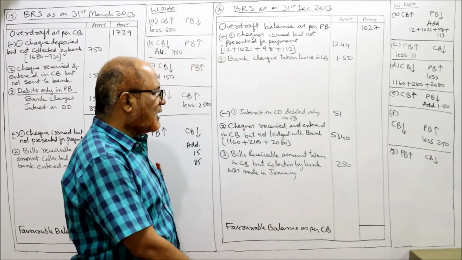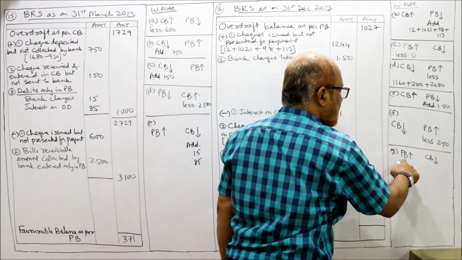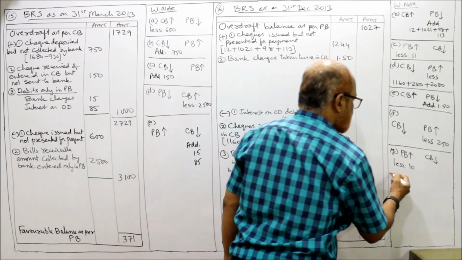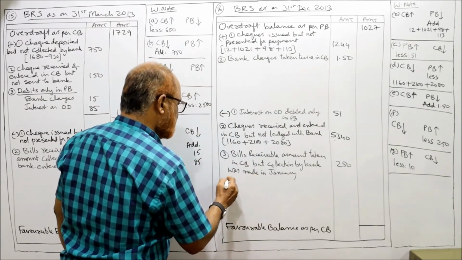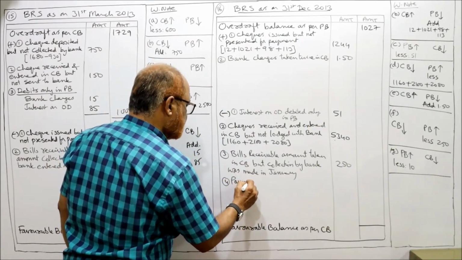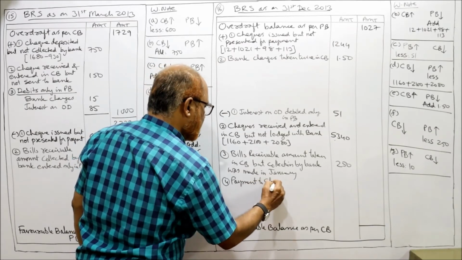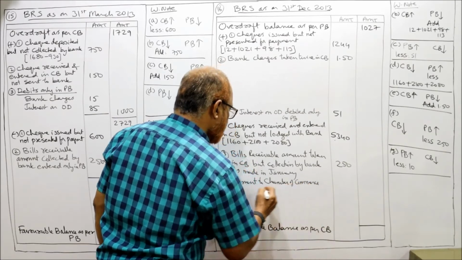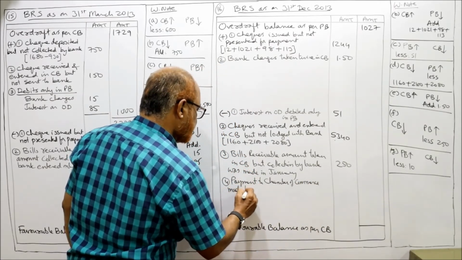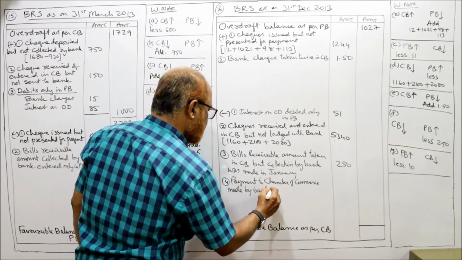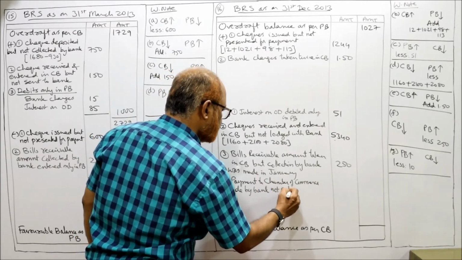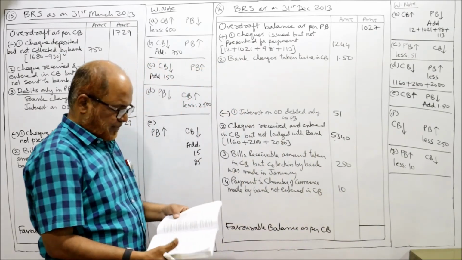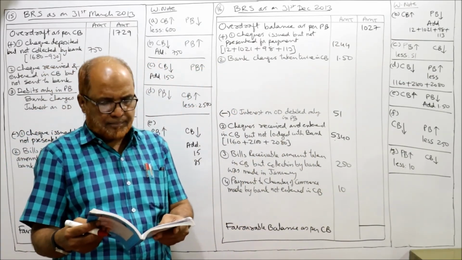Our starting point is passbook. So it is showing more balance. So we have to deduct. How much we have to deduct? 10 rupees. So less items. Payment to Chamber of Commerce made by bank, not entered in cash book. 10 rupees. That's all. Last and final item.